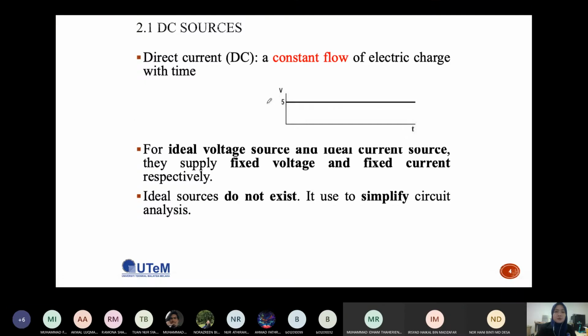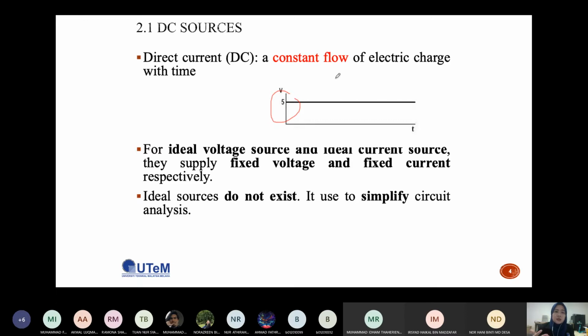Over here it is stated that for ideal voltage source and ideal current source, they supply fixed voltage and also fixed current. This is the ideal voltage source.